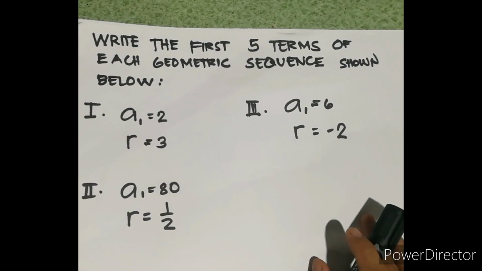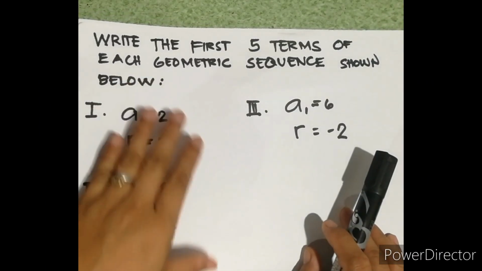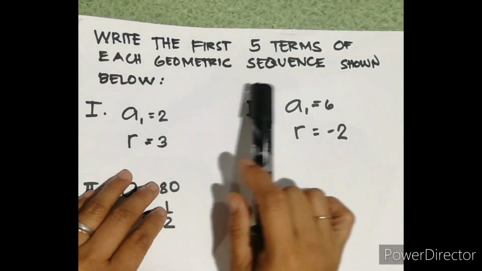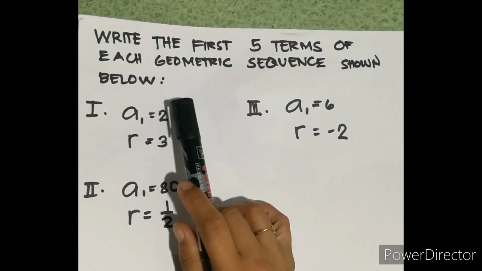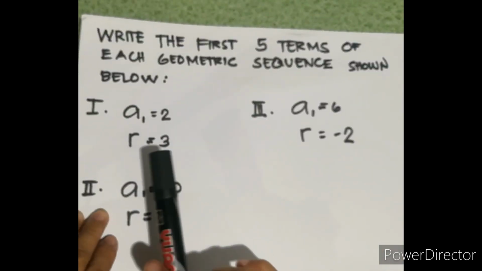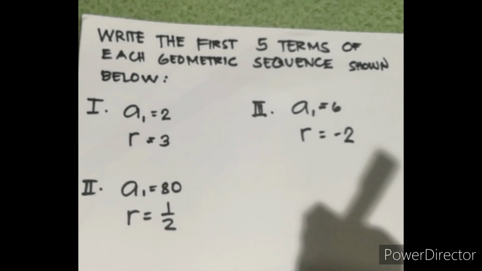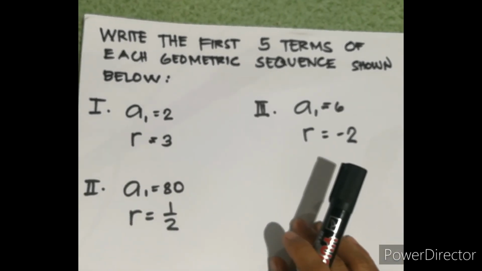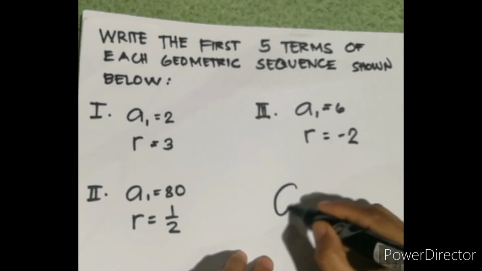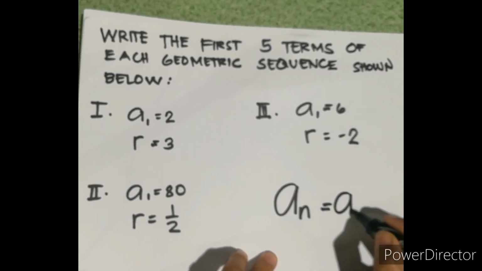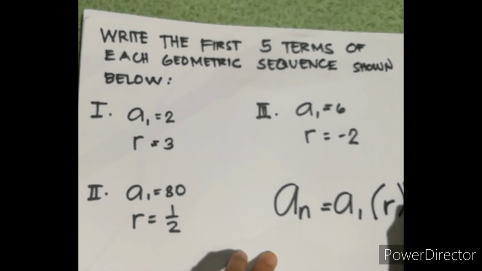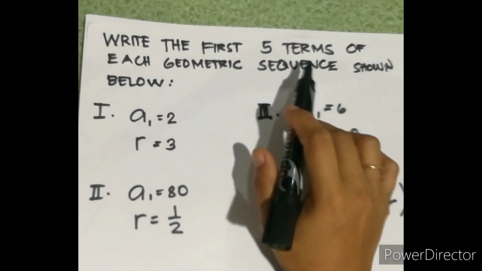Para ma-practice pa gihapon natin ang ating geometric sequence, so may problem kita diri. So you write the first 5 terms of each geometric sequence shown below. So we have 3 examples. So 1, given diri ang ating first term and ang ating common ratio. And also sa ikaduha ug sa ikatatlo. So gamiton pa lang ang ating equation nga a sub n or ang ating formula nga a sub n equals to a sub 1 times r raised to n minus 1. So write the first 5 terms.